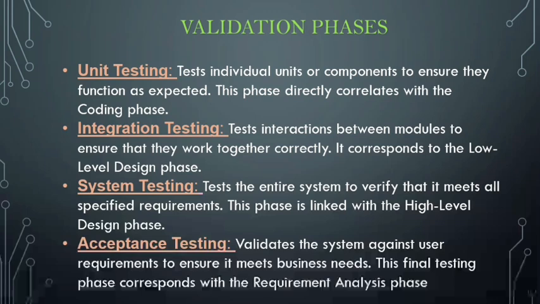Validation phases. Unit testing. Checks small parts of the software to make sure they work correctly. It happens right after coding. Integration testing. Test how different parts of the software work together. This comes after unit testing, focusing on connection between modules.